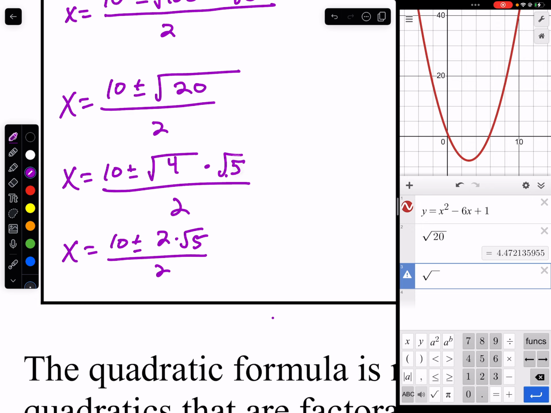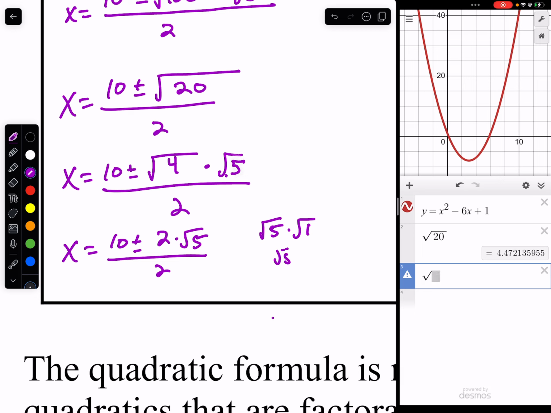I should check the square root of 5 and see, can I break that up into two more numbers times each other that I could square root one of them? And the only option is 5 and 1. Of course, I could square root 1 and call it just a regular 1. But then 1 times square root of 5 is just square root of 5, and I didn't get anywhere. So I want to break it down into numbers where I can square root at least one of them. 5 doesn't work. So this is simplified as far as it can be.